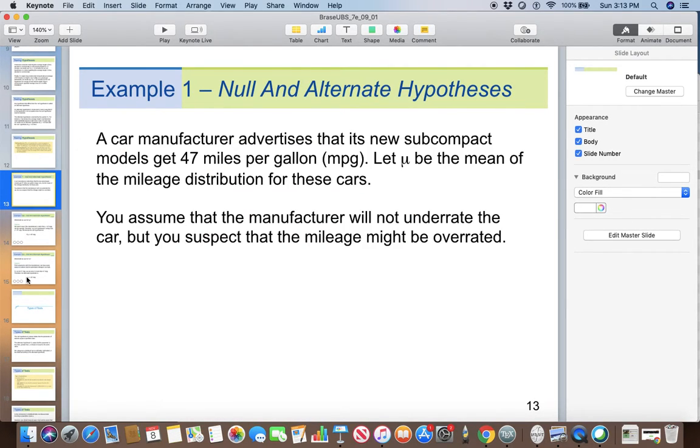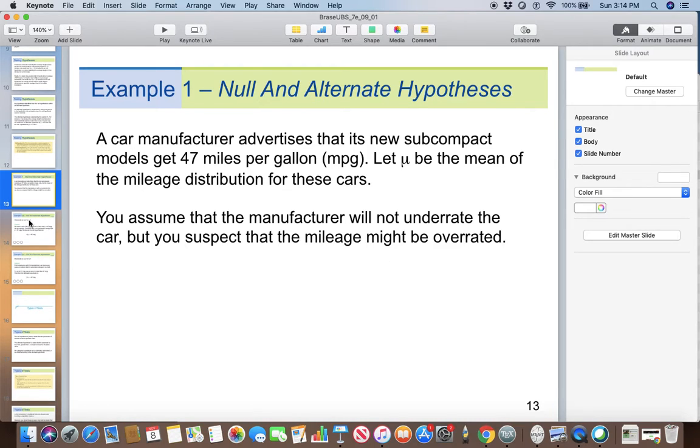So here we have an example. A car manufacturer advertises that its new subcompact models get 47 miles per gallon. Let mu be the mean of the mileage distribution for these cars. You assume that the manufacturer will not underrate the car, but you suspect that the mileage might be overrated.